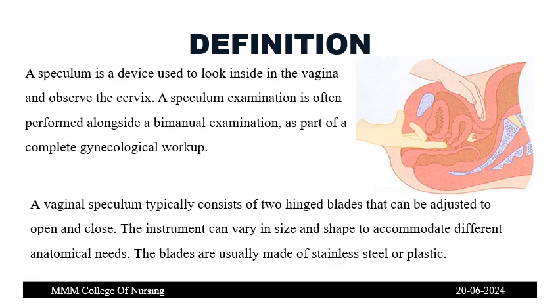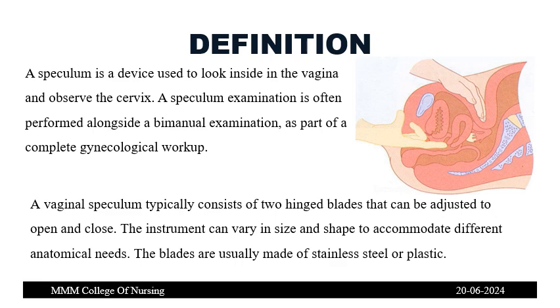Bimanual means, as shown in the picture, that both hands are used, with one hand on the abdomen. Abdominal examination as well as vaginal examination is done to do a complete gynecological workup.